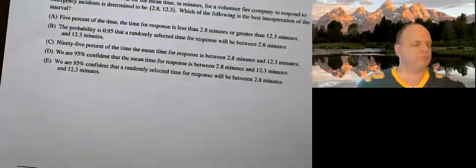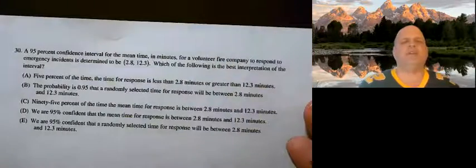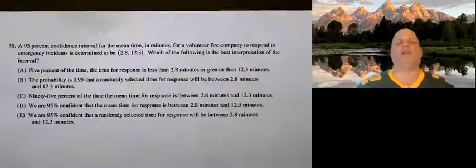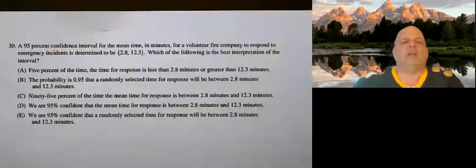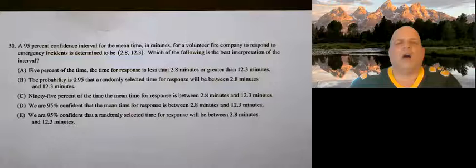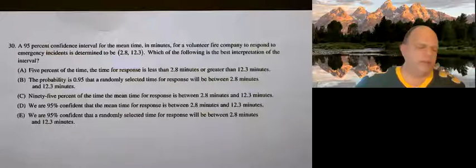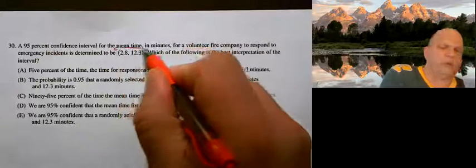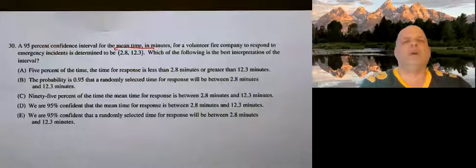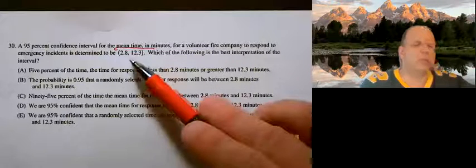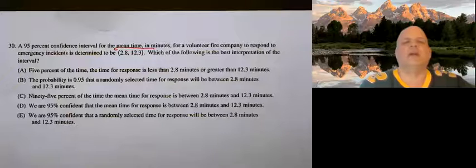Okay, number 30. A 95% confidence interval for the mean time in minutes for a volunteer fire company to respond to an emergency is determined to be 2.8 and 12.3. Which of the following is the best interpretation of the interval? All right. And by the way, this is in minutes and this is the mean time. So if we were using our conclusion, we'd say this. We are 95% confident that the true population mean response time in minutes lies within the interval 2.8 and 12.3 minutes. All right.